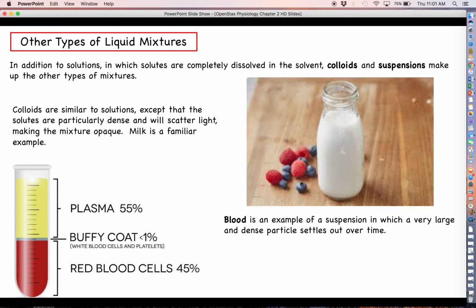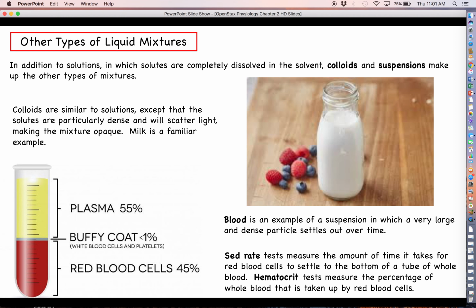So the hematocrit is a way of taking advantage of this to measure the percentage of whole blood that is actually taken up by red blood cells. And that's important since red blood cells carry oxygen around. It gives you a good idea of, for a person, to what extent they are capable of transporting oxygen throughout the body. And then a related test called a sed rate test measures the amount of time it takes for red blood cells to settle to the bottom of the tube on their own.